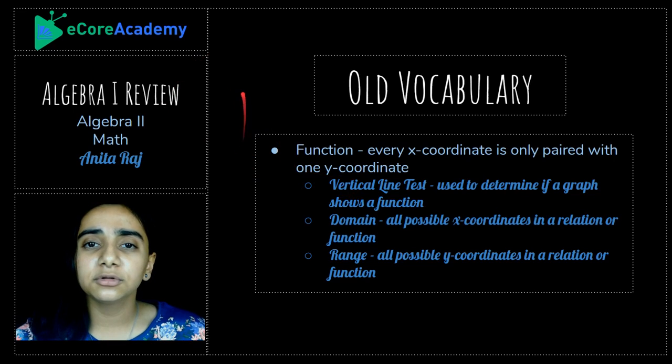You use a vertical line and you test it on a graph to see if something that is graphed actually qualifies as a function. Again, I will be going over this again if you don't remember doing it in class, if you don't remember taking out graphs and following your teacher and drawing vertical lines down them. Next is domain. Domain is all possible x-coordinates in a relation or function.